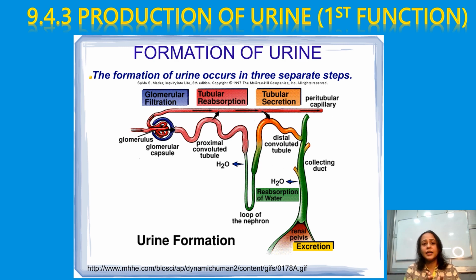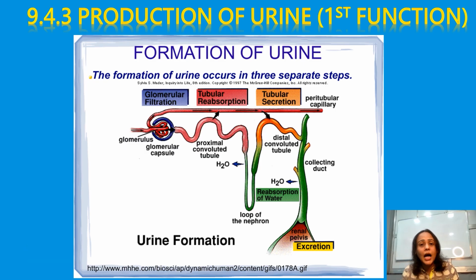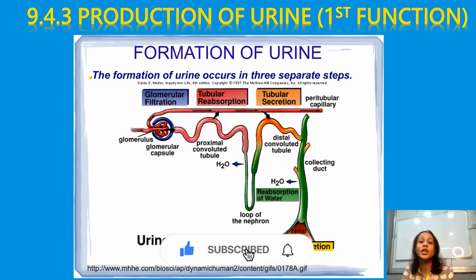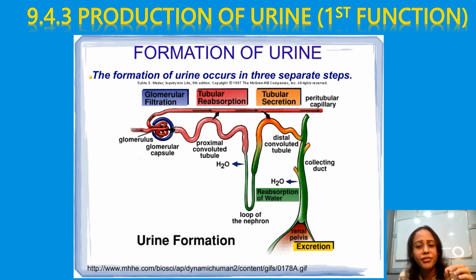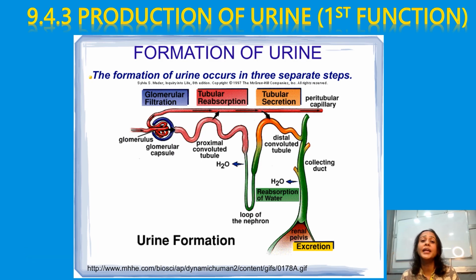Now when the collecting duct receives the glomerular filtrate, it is now called urine. So you cannot call it urine when it is in the nephron. When it leaves the nephron and enters the collecting duct, that is the place you start calling it urine. Before that, till the distal convoluted tubule, we will call it glomerular filtrate. And one collecting duct can receive urine from many distal convoluted tubules, or from many nephrons.